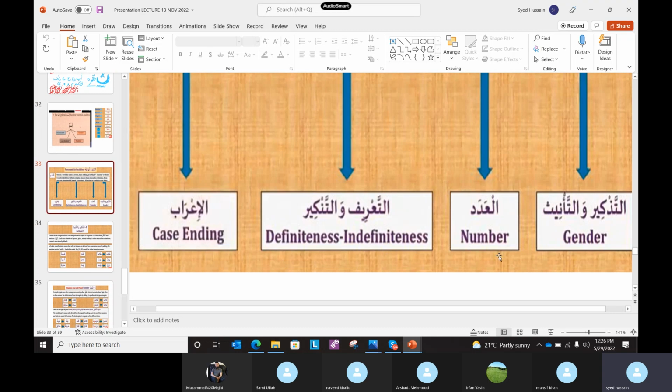In Arabic, gender, we also call tadhkir wal thanis, like muzakkar and muannas. Number, adad, al-adad. Definiteness or indefiniteness, ta'rif wa tankir. Yani, khas or am. Case ending, i'rab. So please, this is not Arab. This is i'rab. So just keep this word in your mind, i'rab or case ending. Inshallah, we will go further and we will discuss more about that. Now go to the next slide.